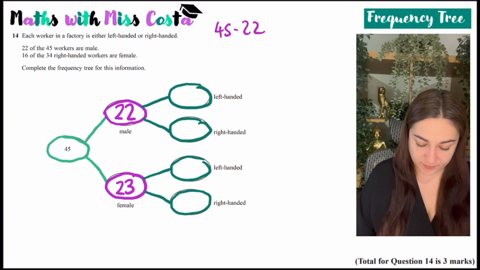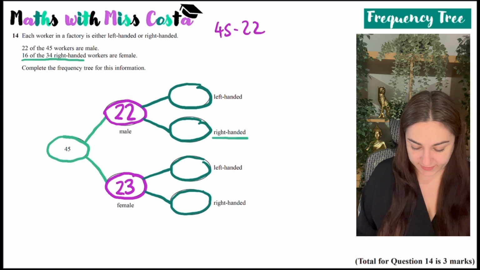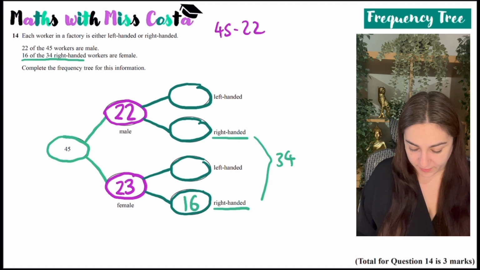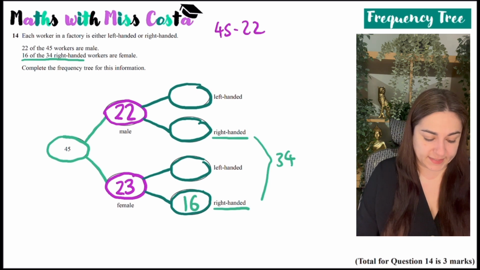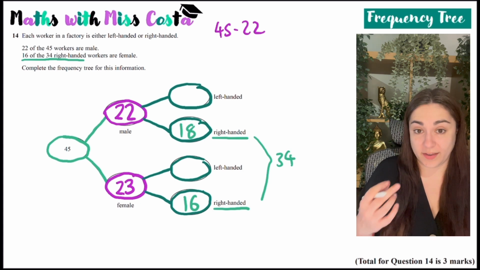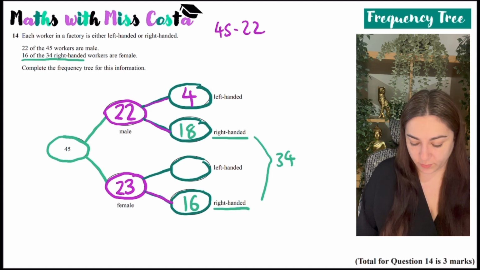So I can fill in the information I've been given. It says 16 of the 34 right-handed workers are female. So I know that right-handed workers must add to make 34. And I know that 16 of them are female. So if I did 34 take away 16, that leaves me with 18. And now I've got the information that I need because I know that these two branches must add up to 22. So 22 take away 18 is 4. And 23 take away 16 leaves me with 7.